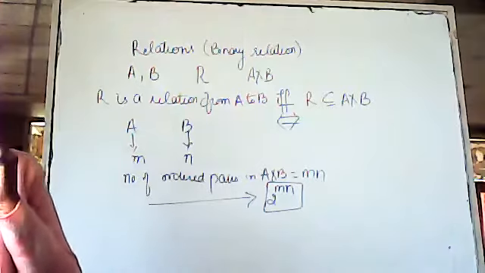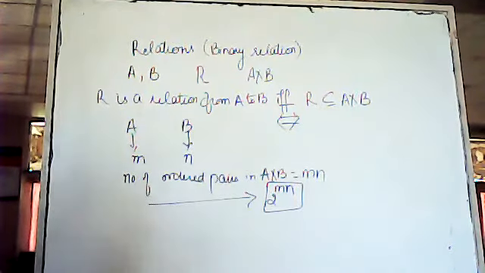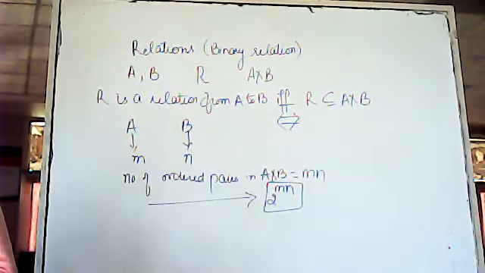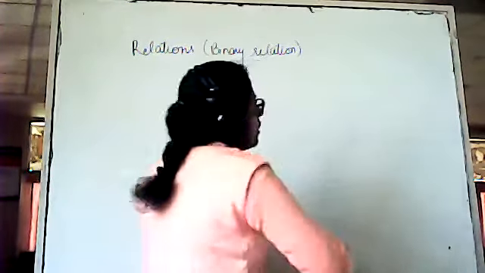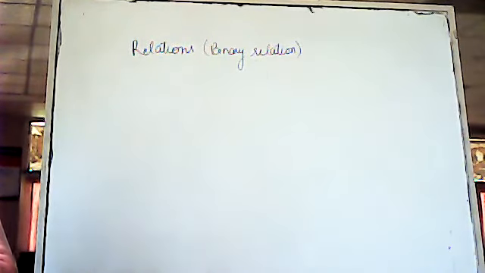Next is domain and range of relation. Let R be the relation from set A to set B. Then the domain of R is the set of all first coordinates of the ordered pairs.